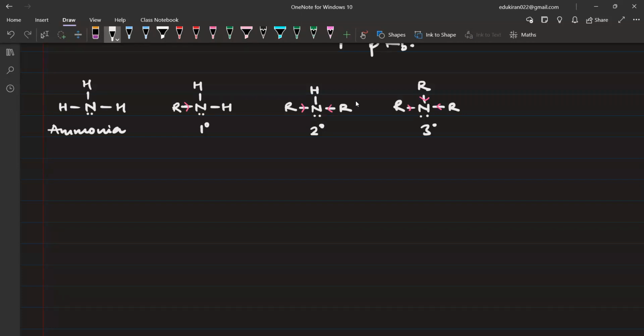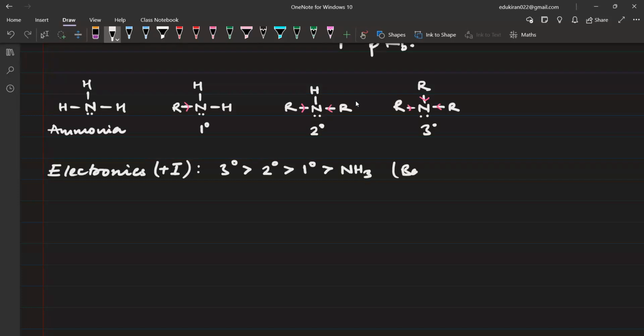When I'm only looking at the electron density, that is what we call electronic effects. In electronics, I'm only looking at the plus I effect of the alkyl group. In that case, 3 degree will be the most basic, followed by 2 degree, followed by 1 degree, and the last will be ammonia, because ammonia does not have any plus I group. So this will be the order of basic strength when looking only at electronics. Make sense? Yes or no?